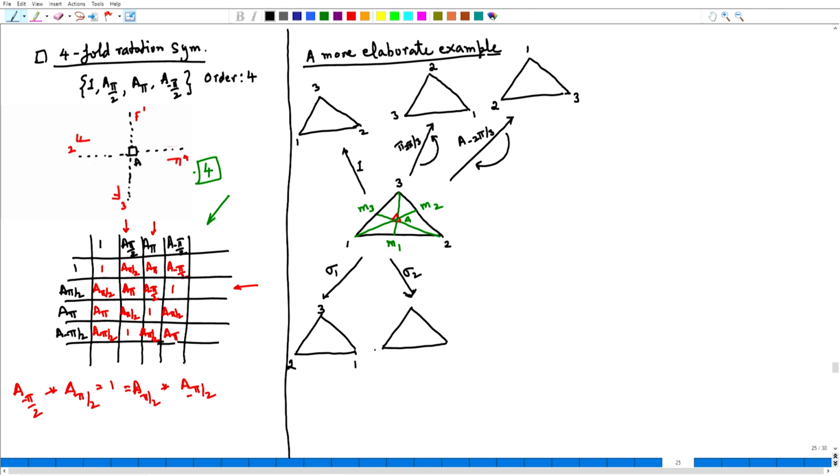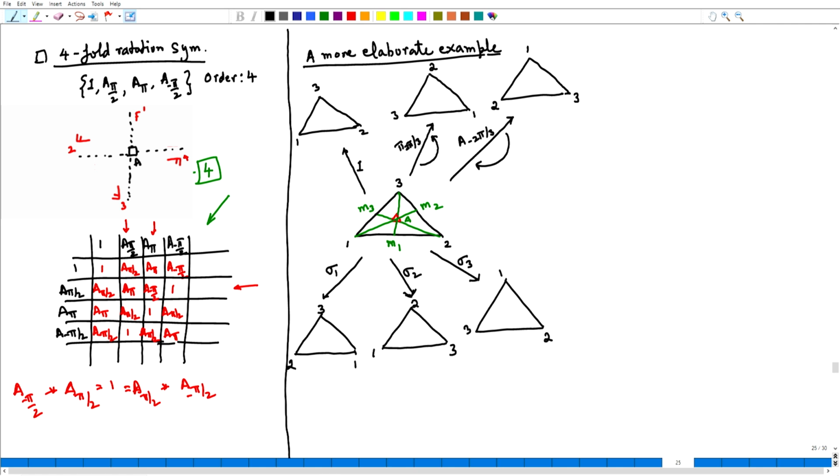Let us do the operation of sigma 2 through mirror plane 2. So, this time 1 will remain fixed, 2 and 3 will get flipped. So, this will become in this configuration. Third one, in this case this is sigma 3. What happens now? 2 remains fixed and 1 and 3 get flipped. So, the configuration would be like this.